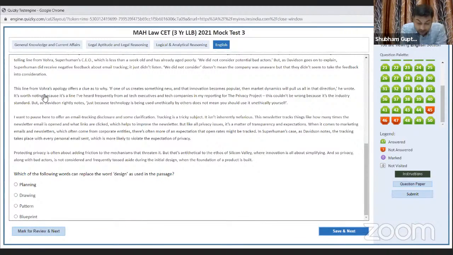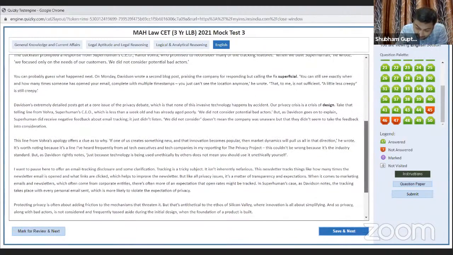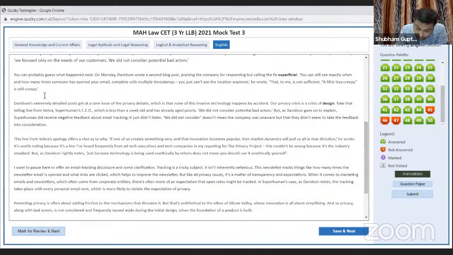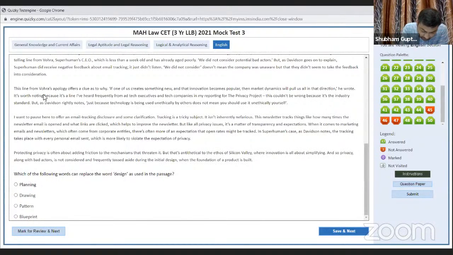Okay, which of the following words can replace "design"? So what can design be replaced with? What is design? Our privacy crisis is the crisis of design. Planning.